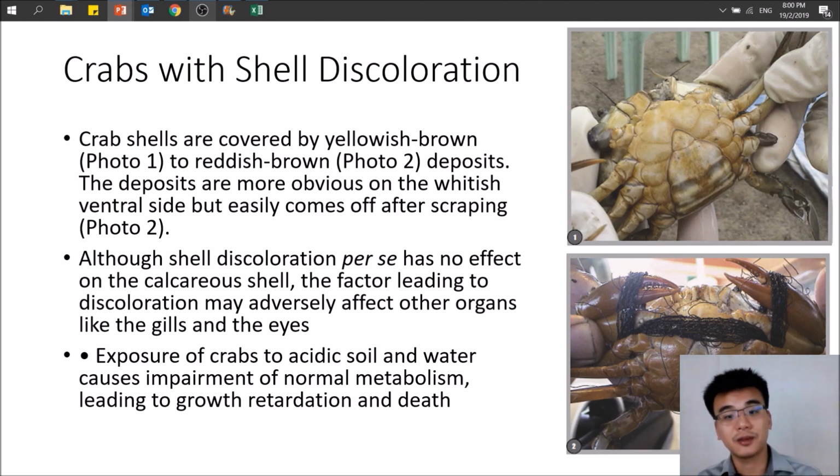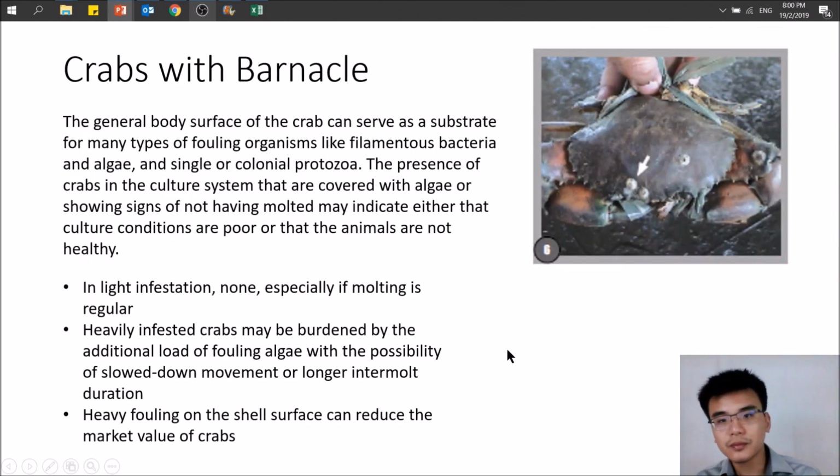Sometimes if your crabs have a lot of barnacles, it can reduce the perception of the product and of course leads to a lower market value. Crabs with lost limbs also means that they have probably been exposed to too dry an environment. Usually what happens is they tend to drop off their legs because they are stressed. And lastly, crabs with parasites.